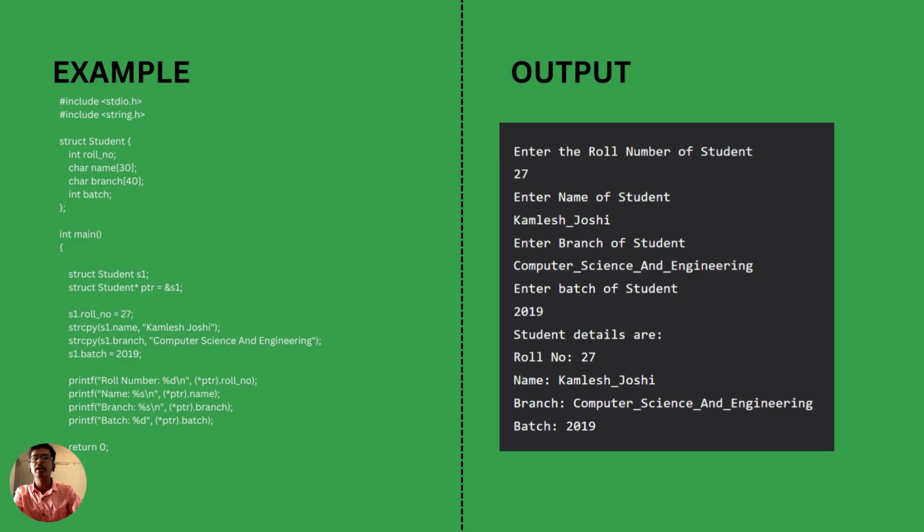Here, see in the output: enter the roll number of the student, 27. Enter the name of the student, and as we can see, Kamlesh Joshi is the name of the student. Enter the branch of the student, Computer Science and Engineering. Enter the batch, 2019. Next, we print the above details that we are getting from the user. Now we show the output this way. Here we can get an idea of this.